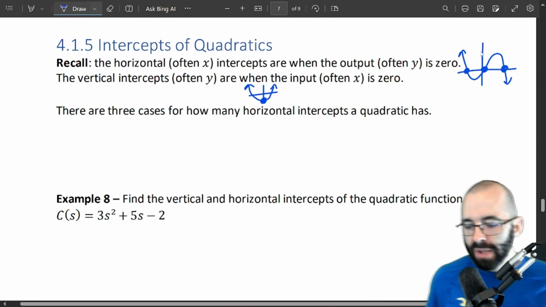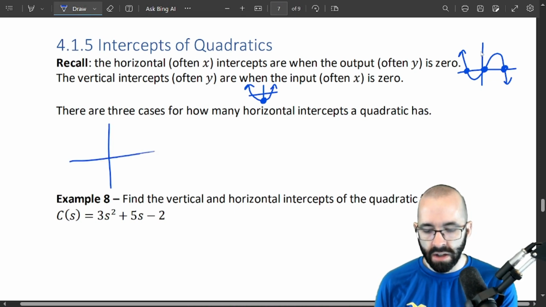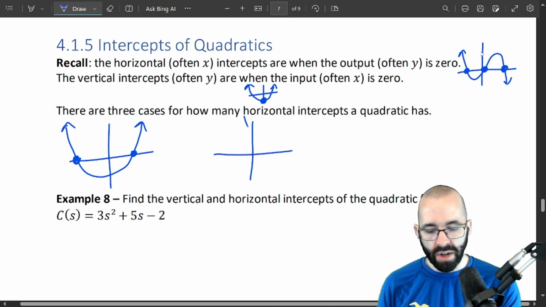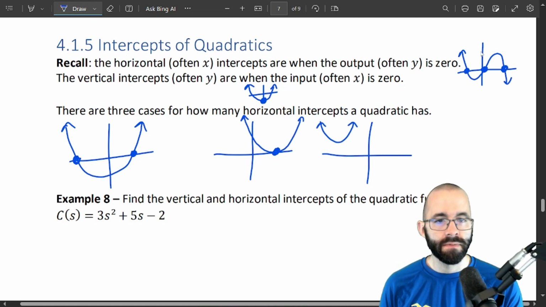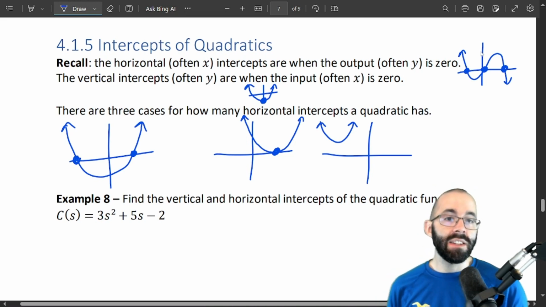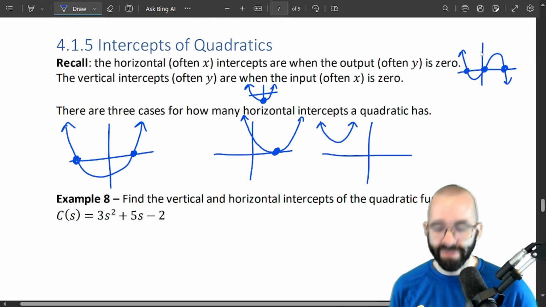So there are 3 cases for how many horizontal intercepts a quadratic could have. Our quadratic could look like this and have 2 intercepts. Our quadratic could look like this, bounce off, and only have 1 intercept. Or our quadratic could look like this and have none. All right. So those are the kinds of things that we'll see here, and each one ties into a certain case for the next video.